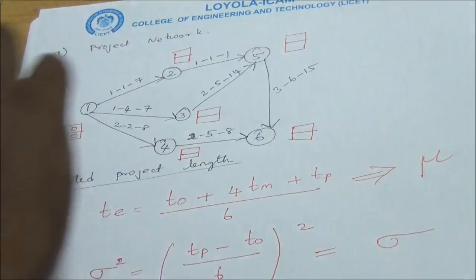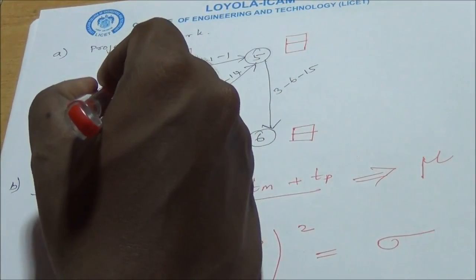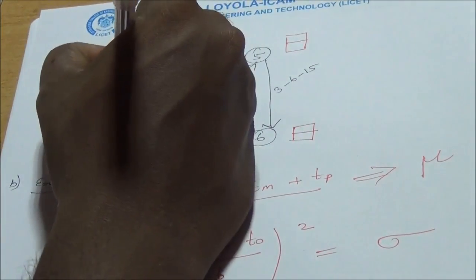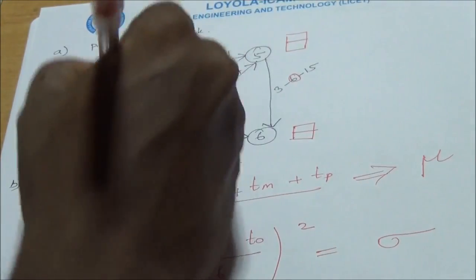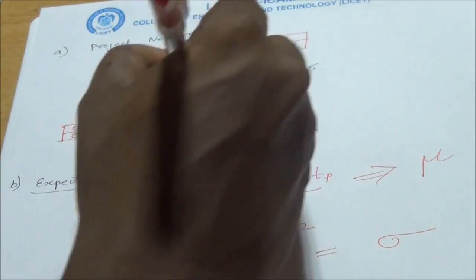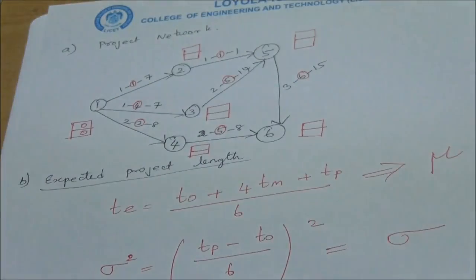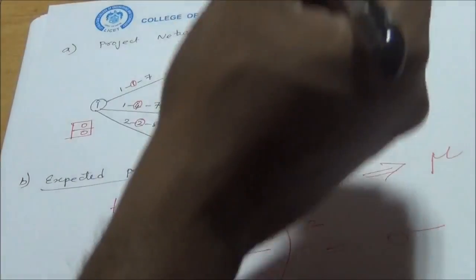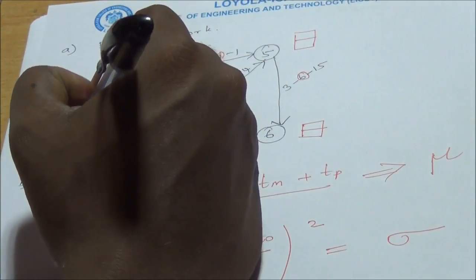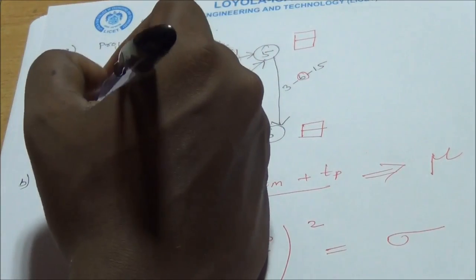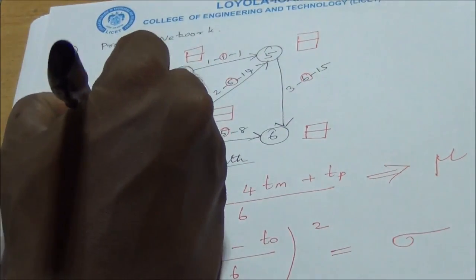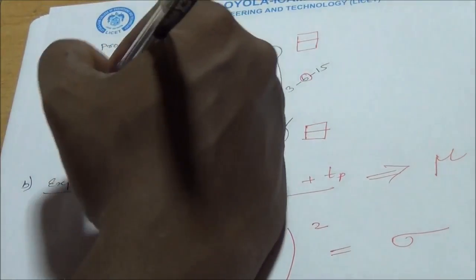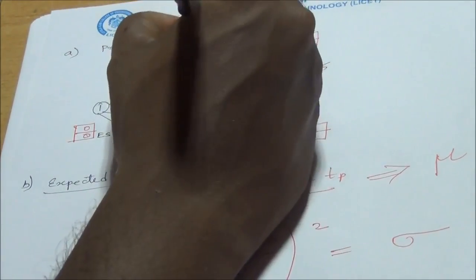What you have to do is, here we have 3 values. You should consider only the most likely value for calculating the CPM. Okay, so what we have to do is calculate this. So 0 we have and 1 we have. For calculating the earliest start time we have to add this. So 0 plus 1, we have 1.